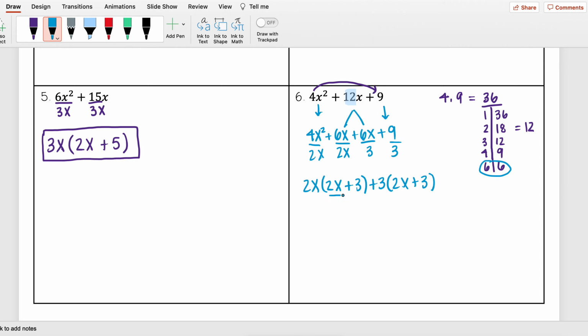And now I know I did it right because these binomials match. And so I can write this as 2x plus 3, which is just my GCFs going into their own parentheses, times 2x plus 3.